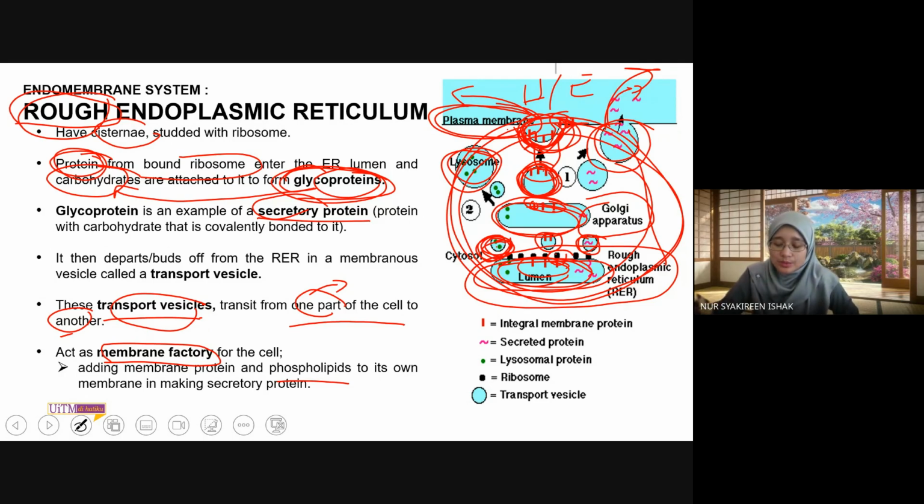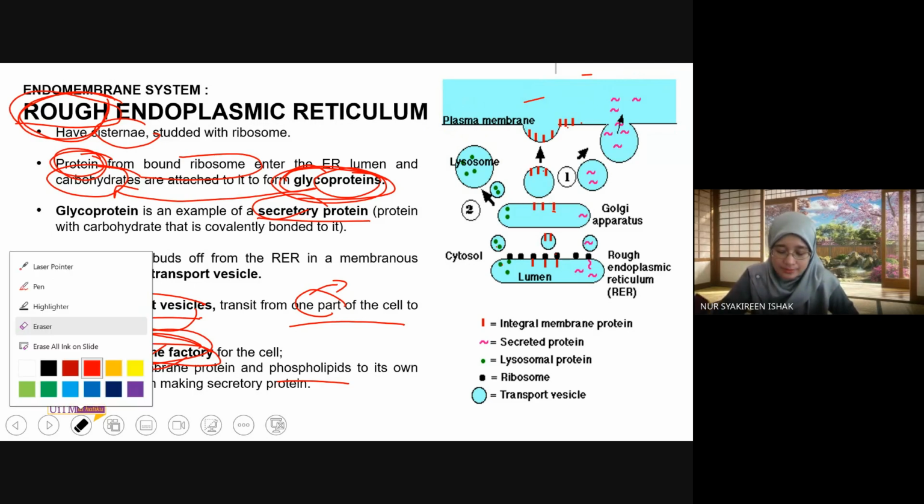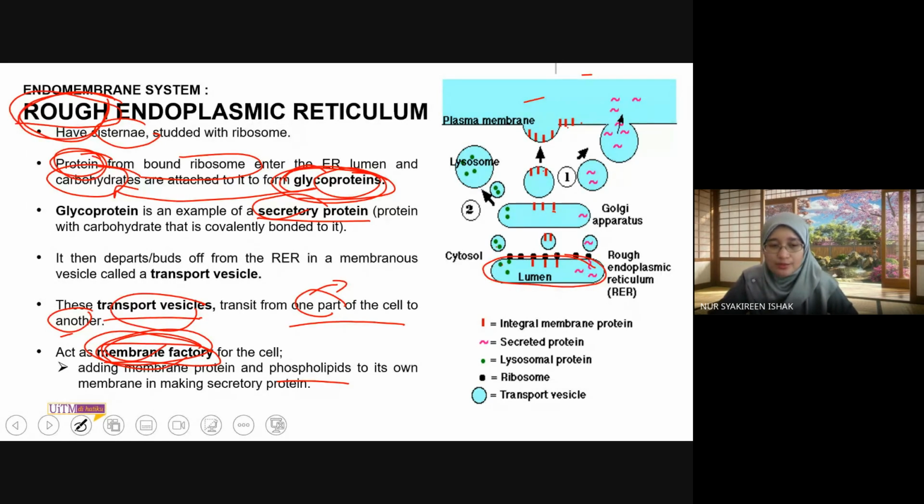Okay, another thing for the rough endoplasmic reticulum, going back to this point, is that it functions as a membrane factory. Why is that? Because as you can see throughout the process that I explained earlier, the membrane of the rough endoplasmic reticulum is involved in the formation of membrane for the transport vesicle. The membrane of the transport vesicle will then fuse with the membrane of the Golgi apparatus and become the membrane of the Golgi apparatus. The membrane of the Golgi apparatus then forms the membrane of the secretory vesicle, another transport vesicle, which fuses with the plasma membrane. So that's why it says here that the rough endoplasmic reticulum functions as a membrane factory for the cell.